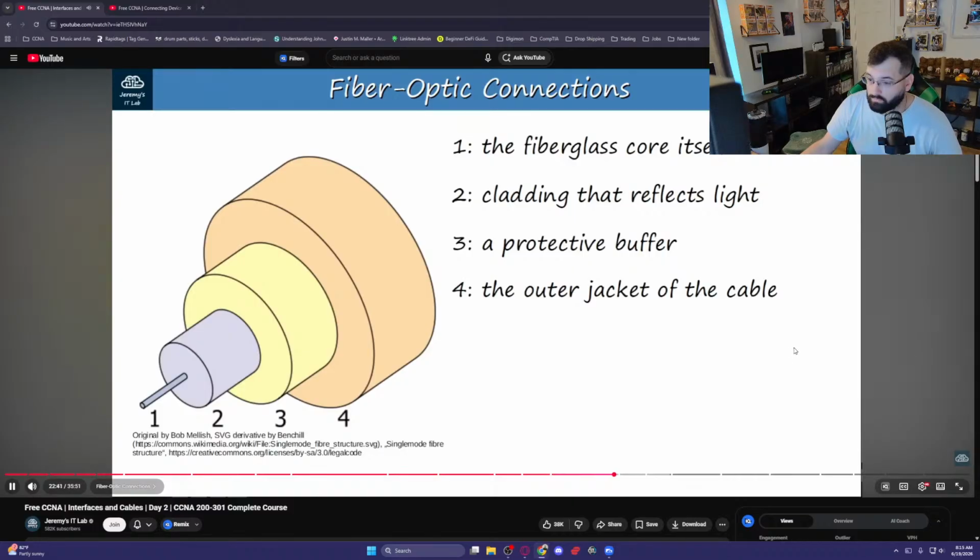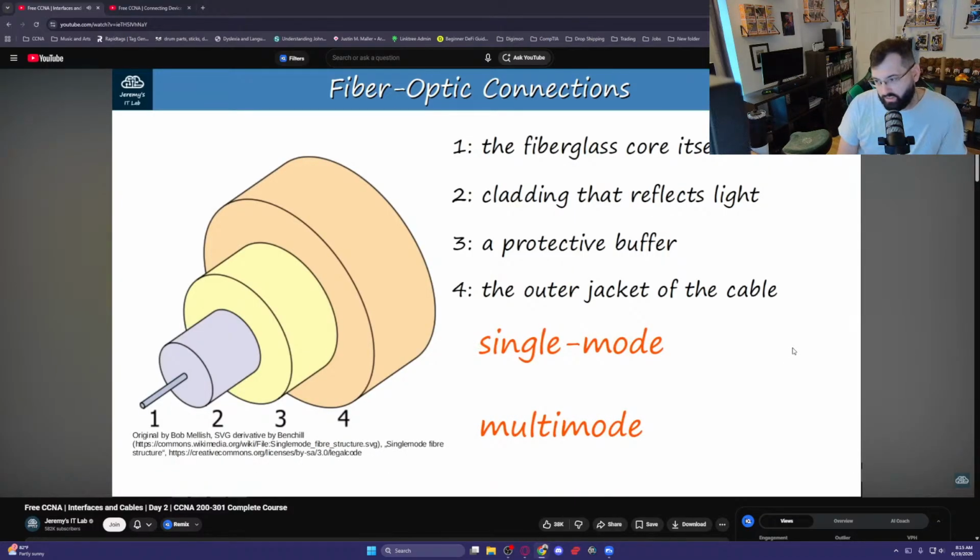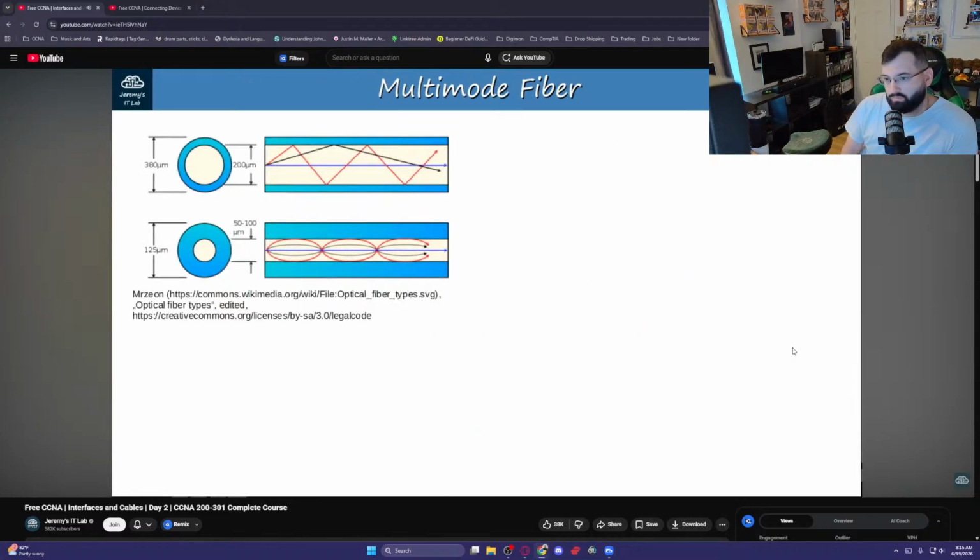Now, there are a couple main types of fiber optic cables: single mode fiber and multi-mode fiber. Let's check out their characteristics and differences. These are 2 examples of multi-mode fiber cables. The center represents the fiberglass core, and the blue represents the reflective cladding that reflects light down the cable.